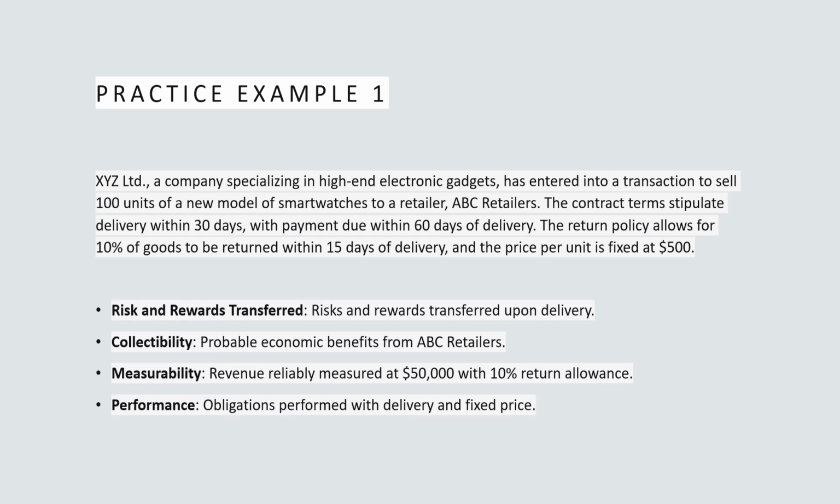So, let's examine the 4 criteria. Risk and reward transferred. Risk and reward transfer upon delivery. Next is collectibility. It is probable economic benefits from ABC retailers. Measurability. Revenue is reliably measured at $50,000 with a 10% return allowance. And lastly, performance. Obligations performed with delivery and fixed price. So this is met.